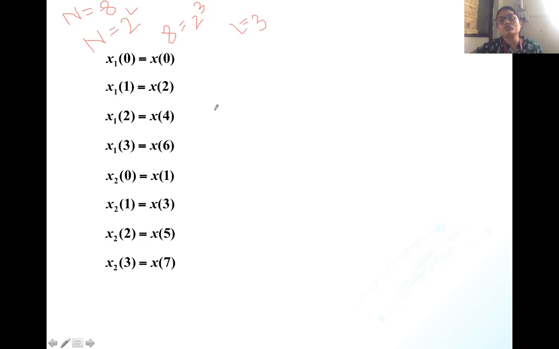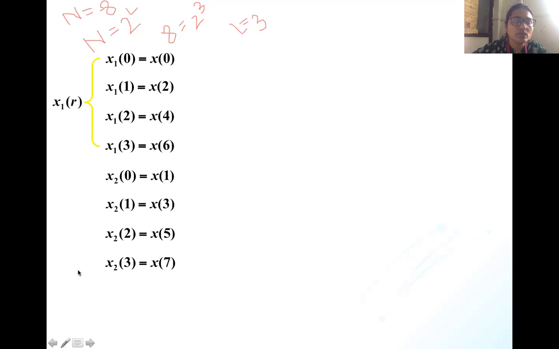It means that I will have to go for 3 stage computations. 3 times I have to divide the sequence and calculate the DFT. Divide the sequence, calculate the DFT, right? So we'll see how this graph is going to operate.